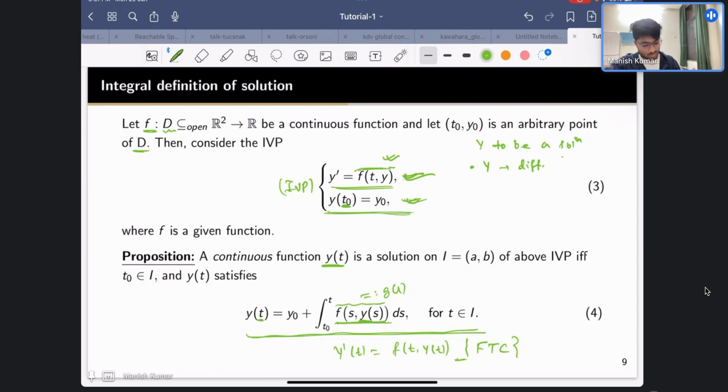So this will not be used in the further session, but this is something that you have already seen while proving Picard's theorem. To prove that y is a solution, you use some kind of iteration, and that iteration is defined using this integral formulation of the solution.